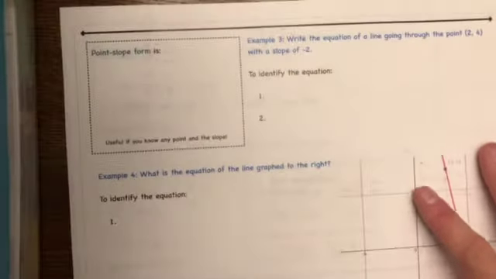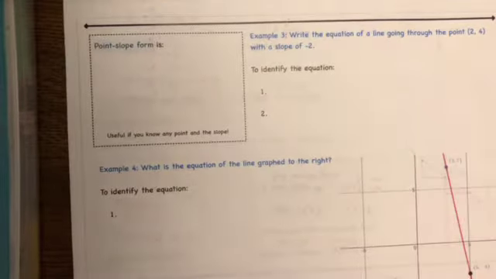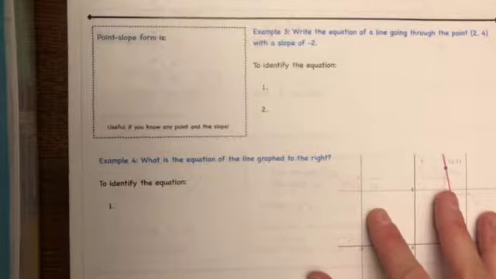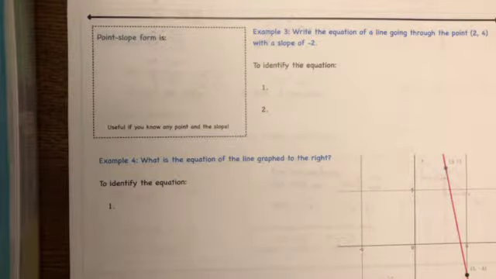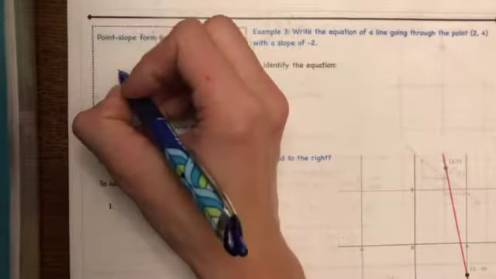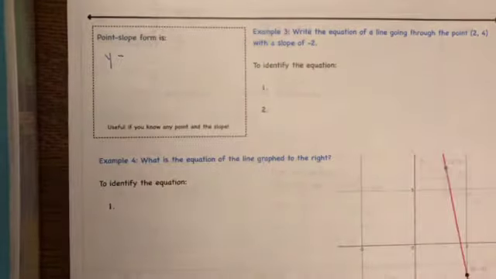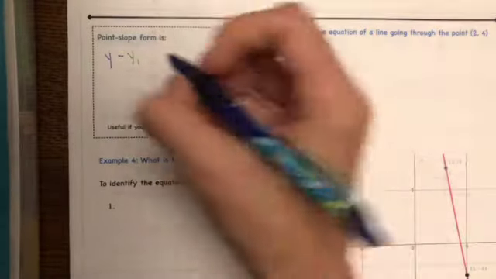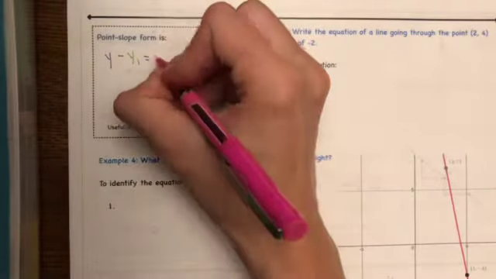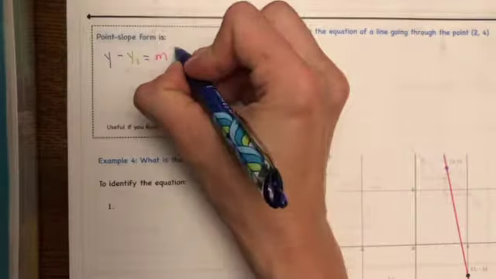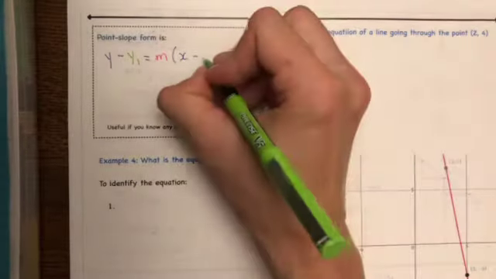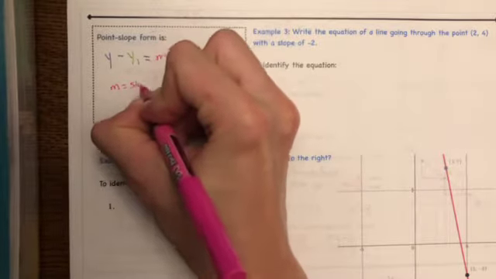All right. The next thing we're going to look at is point-slope form. This is another really useful one. Point-slope form is really good when you have a point and a slope, but not necessarily the y-intercept. And so point-slope looks like this. Point-slope is y minus y1 is equal to m, which is still my slope, times x minus x1. And so like I said, we still have m is equal to our slope.